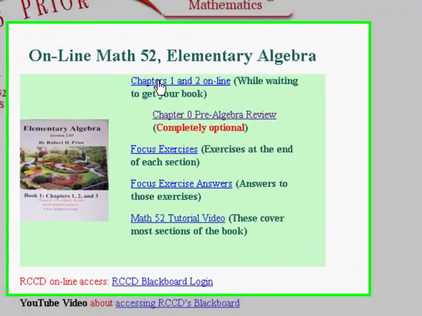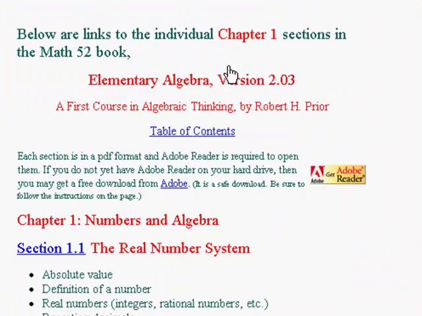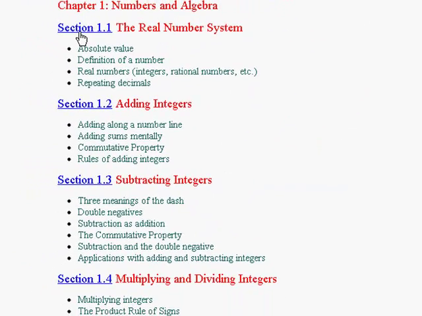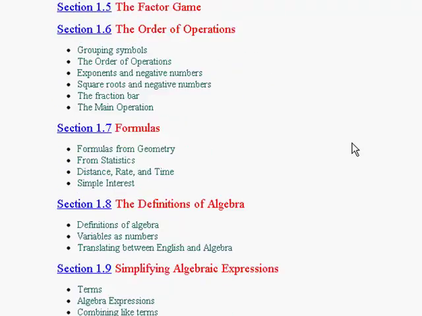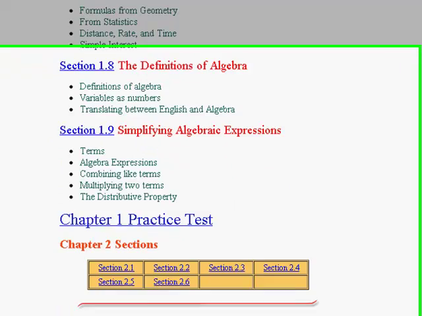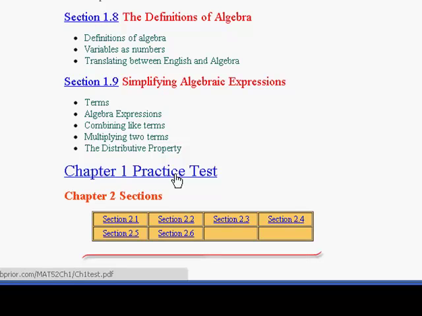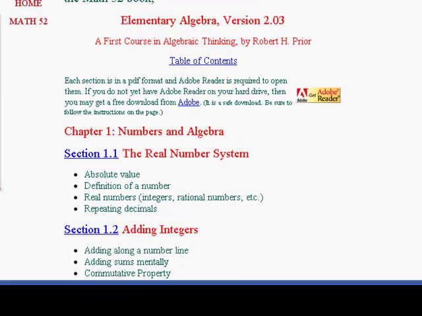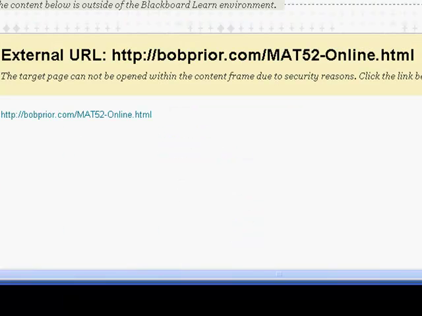As I did mention to you, the chapters 1 and 2 are online also. You can click there, and again, while you're waiting to get your book, chapter 1, section 1.1 up through section 1.9. I even have a practice test that you can just try if you want. I also have chapter 2 right here at the bottom. So, there's no reason you can't get started right away on the class, even though you don't have the book yet. Of course, you do need to get the book, but that will come in time.